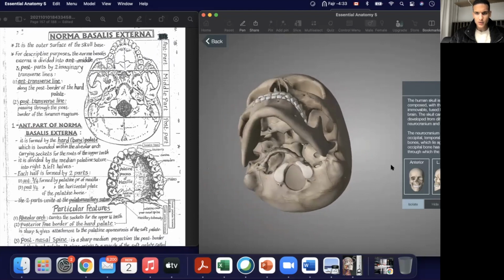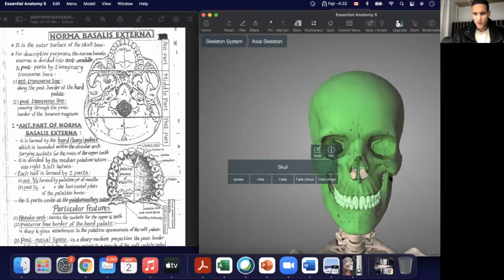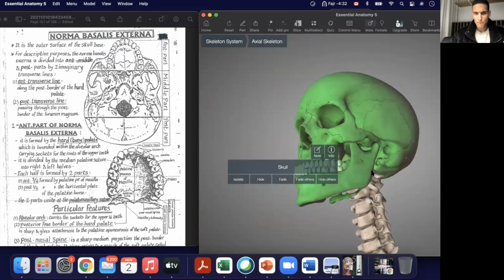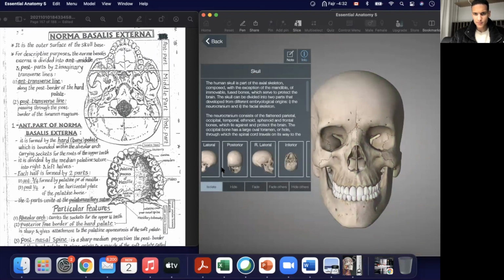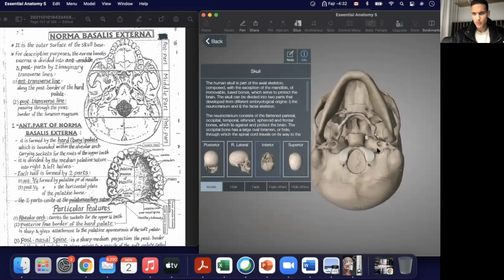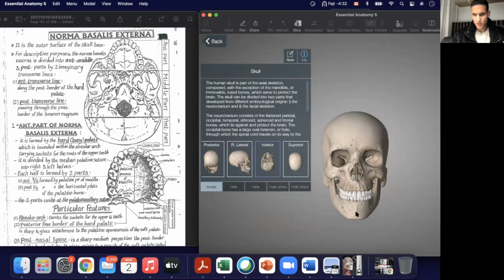I hope I can just remove the mandible. Because the mandible, inferior part, just give me a second.